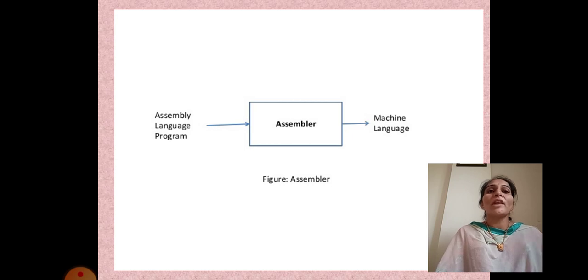This is the block diagram of the assembler. It gives an idea about the assembler. If we pass an assembly language program to the assembler, it converts it into machine language code.